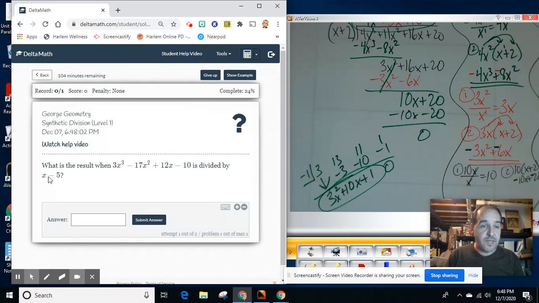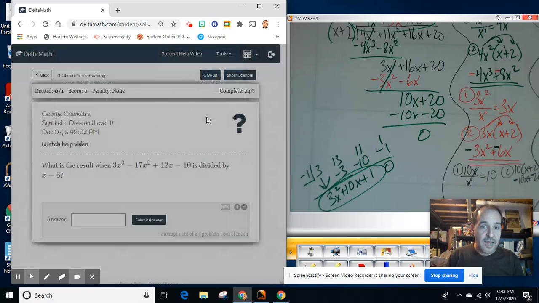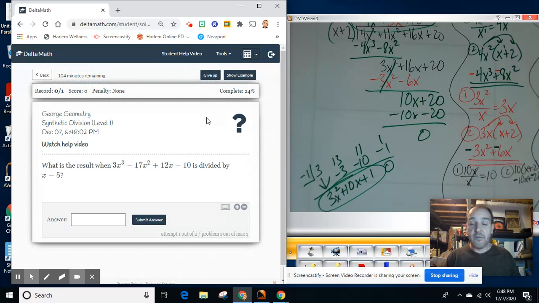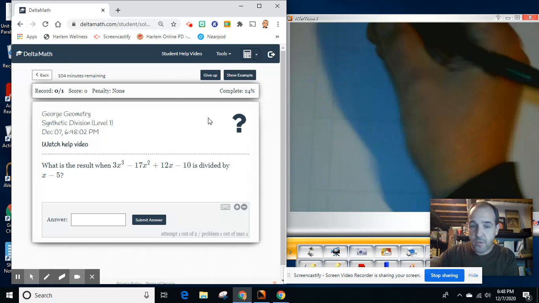Okay, and then same thing here. Minus 5, positive 5 goes in the box. Put the things. I cannot give up. They will not let me give up. They won't let me. Okay, well, then I guess I got to do this one.